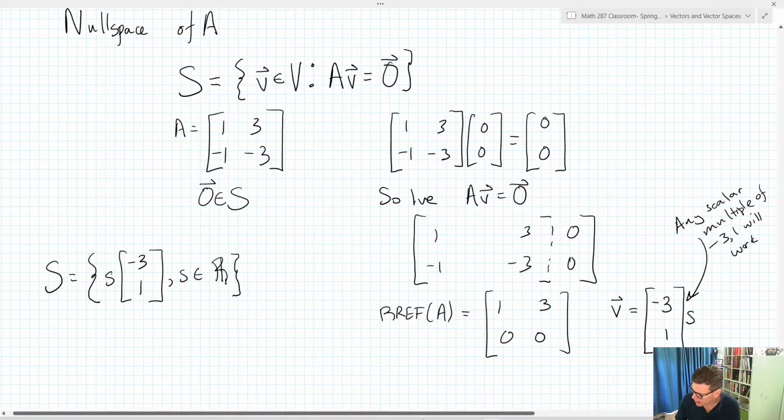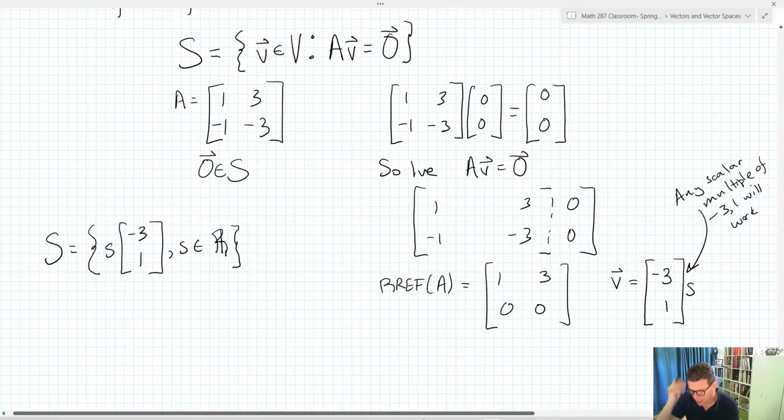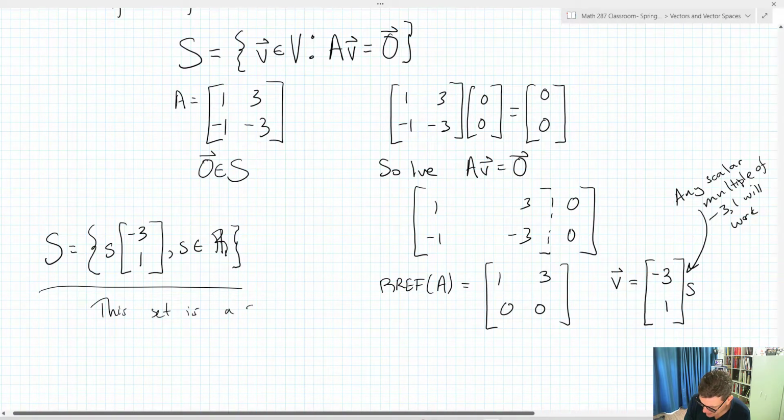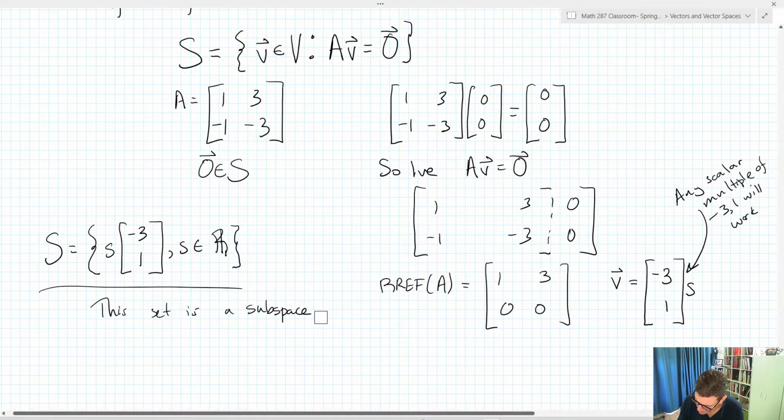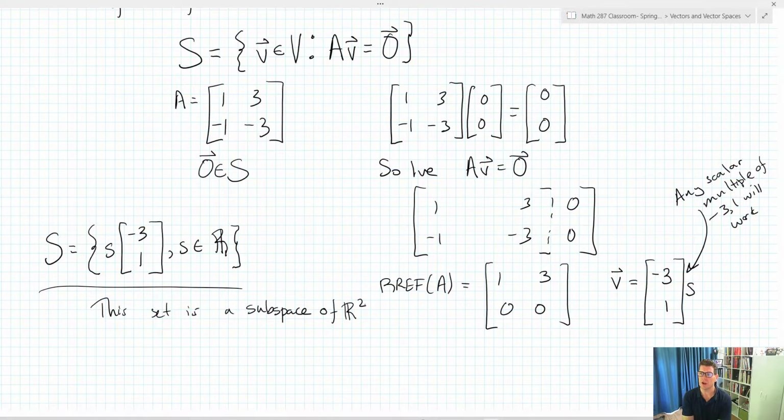Now, you can go through, and we'll prove later on, that this set is a subspace. We know that it's a subset of R2, a subspace of R2. We also know that you can go through and prove that S is a vector space. One, because it's clearly closed under scalar multiplication. But two, it's also going to be closed under addition. That is, if you take any two vectors in the space, you're going to get another vector that's in fact inside of the space. It'll work out really quite nicely.